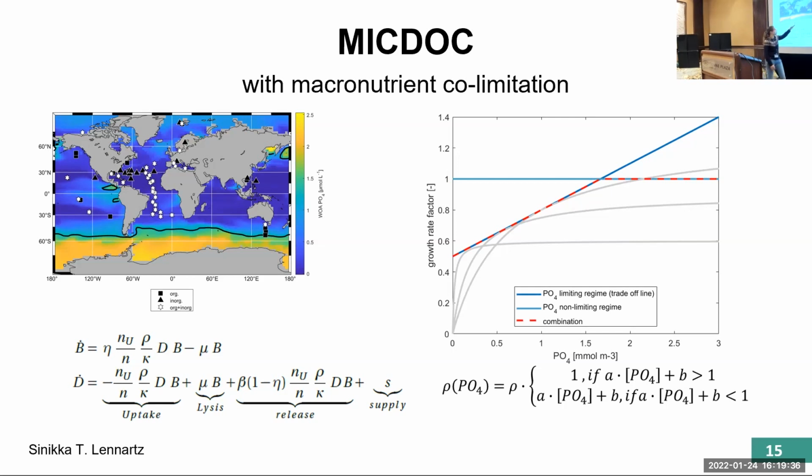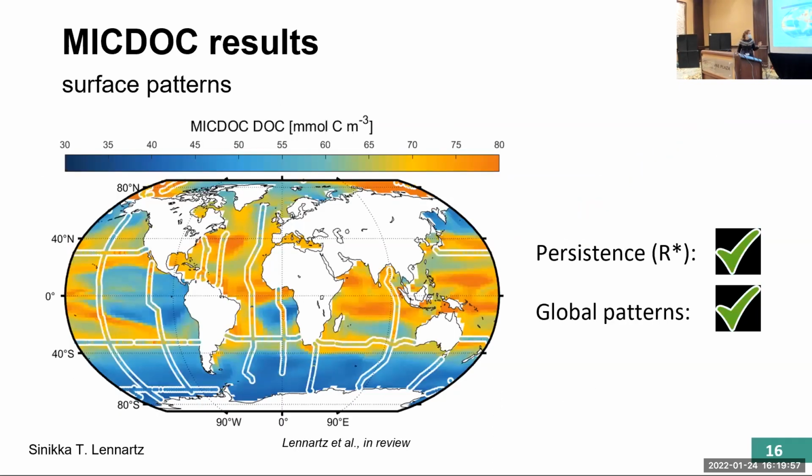You can think of this as implementing a trade-off line, and then the gray lines would be the individuals. But since we're just looking at the whole microbial community, we do not implement specific traits of one strain, but really more like the community connection. And once we did that, we could explain a large part of the patterns that we observe in the surface, so the persistence and the global patterns.